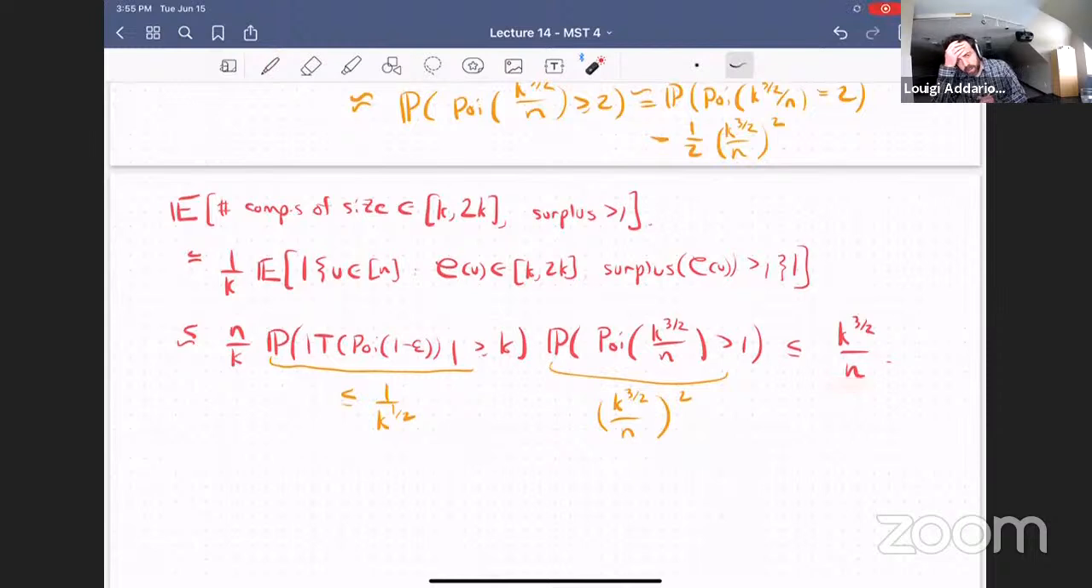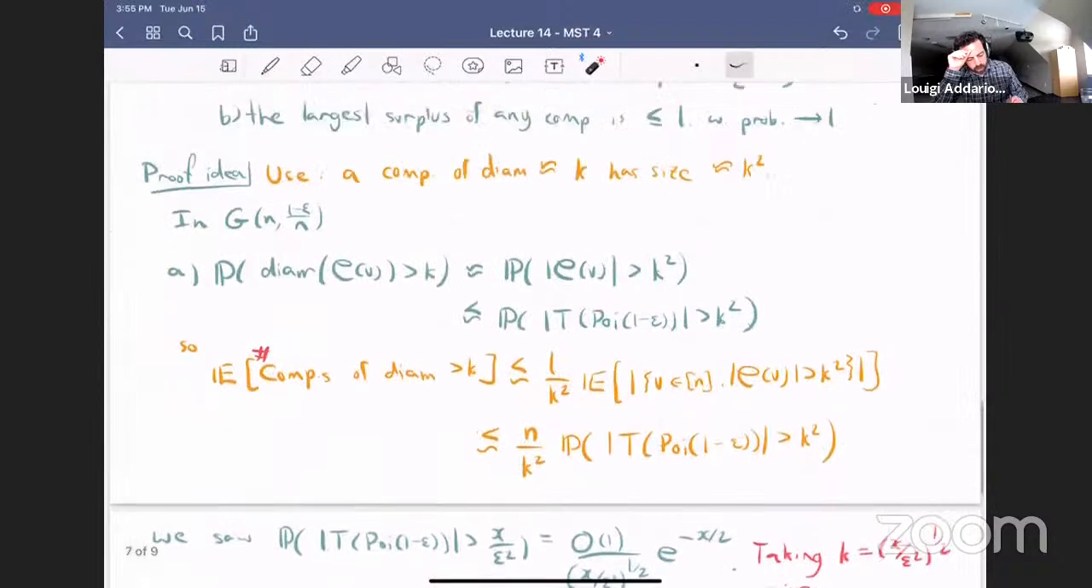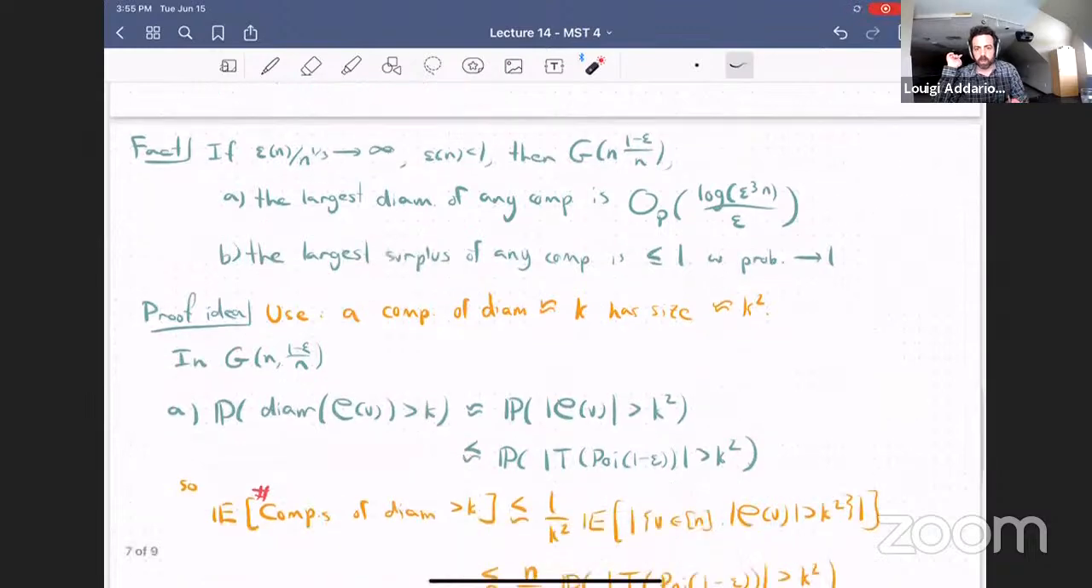Okay, so this is a good bound if k to the 3/2 is much smaller than n, right? But now, what regime are we focused on? We're in the subcritical regime. So the largest component size here is little o of n to the 2/3. So we only have to look at components of size much smaller than n to the 2/3 in order to prove the fact, because there are no bigger components.